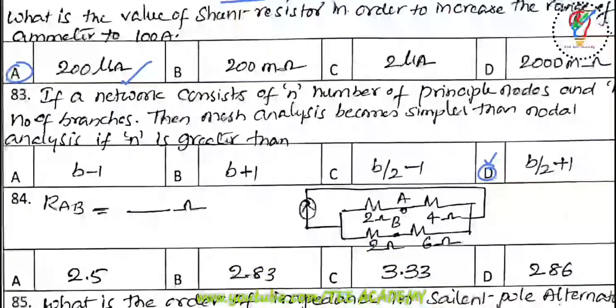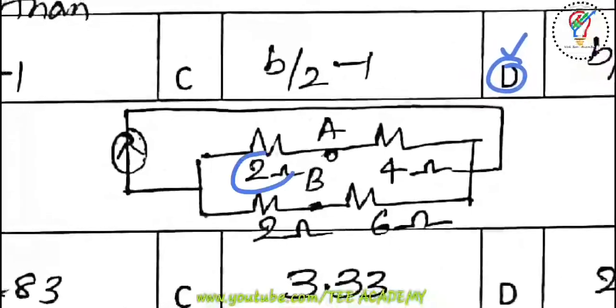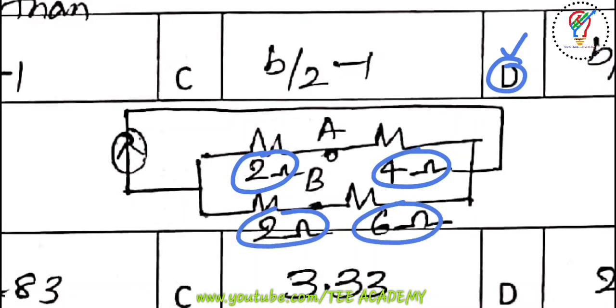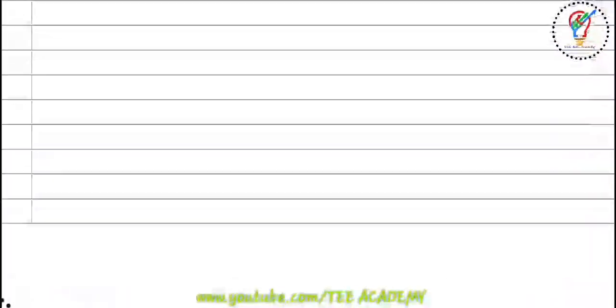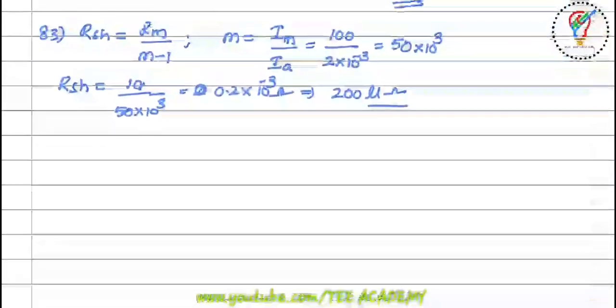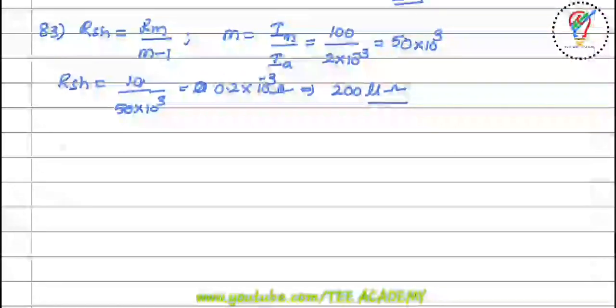Next one, the R_AB is given. So find the R_AB in ohms here. There are 2 ohm resistances connected in series like this: 2, 4, 2, 6. I will redraw the circuit and find the R_AB value here. This is question number 84.